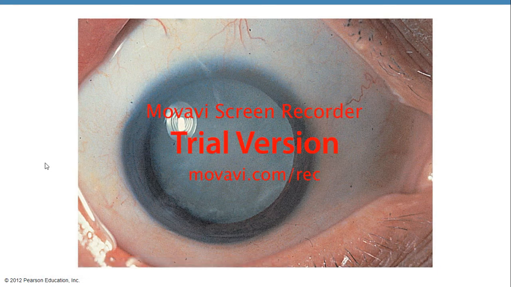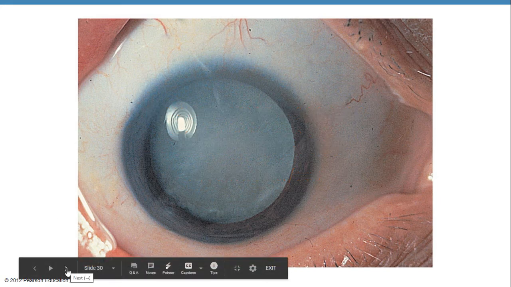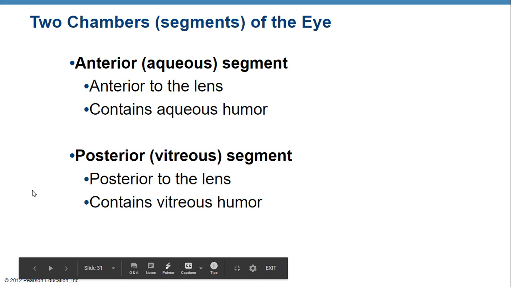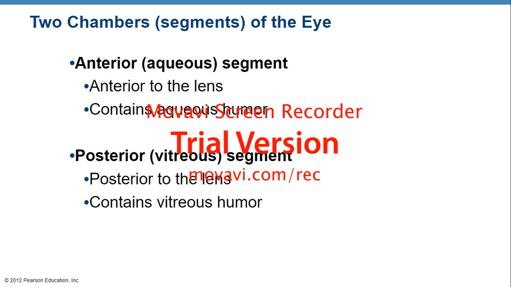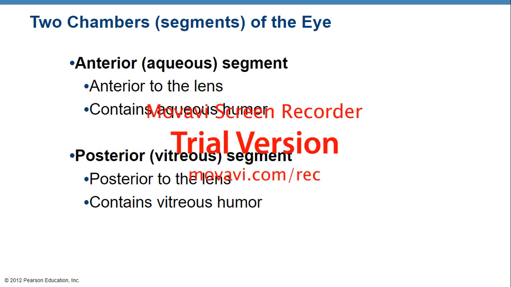All right, so here's an image of cataract. You see how if you have something like that, you won't be able to see. So you have two chamber segments of the eye. You have an anterior segment, aqueous, all right, which is anterior to the lens and contains the aqueous humor. And then you have a posterior segment, vitreous segment. So posterior to the lens contains the vitreous humor.